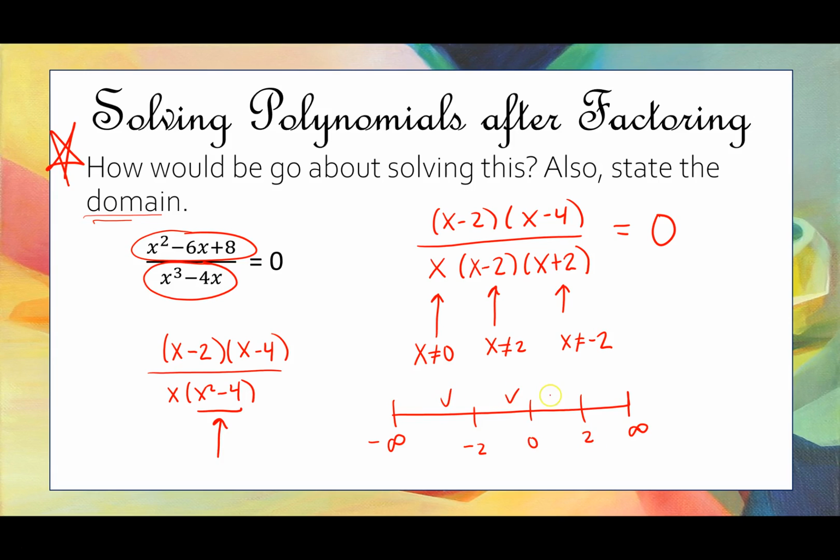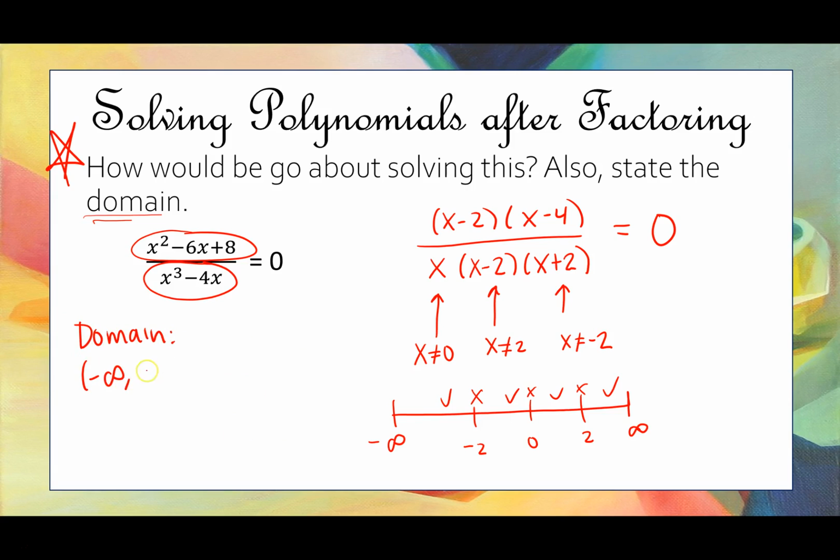So I can have all of these things, but I can't have a minus 2, I can't have a 0, and I can't have a 2. So let's go ahead and answer our domain. So our domain for this problem is going to be from negative infinity to minus 2, union, minus 2 to 0, union, 0 to 2, union, 2 to infinity. There you go.